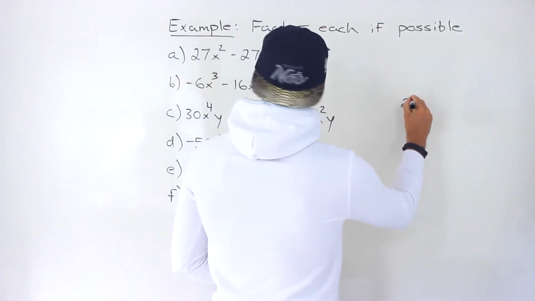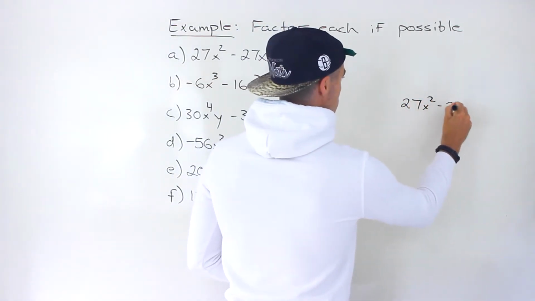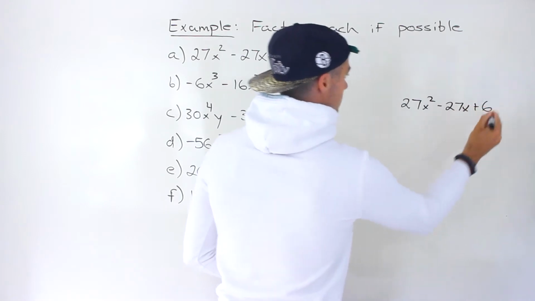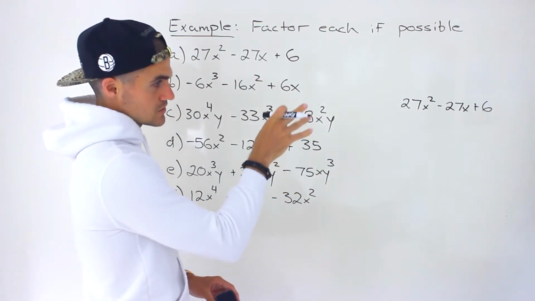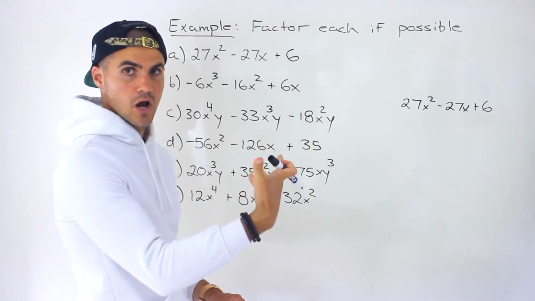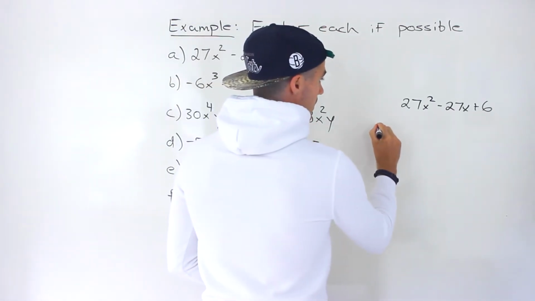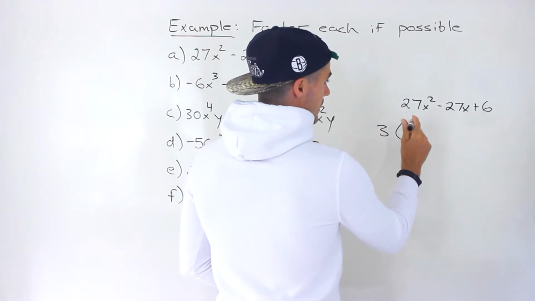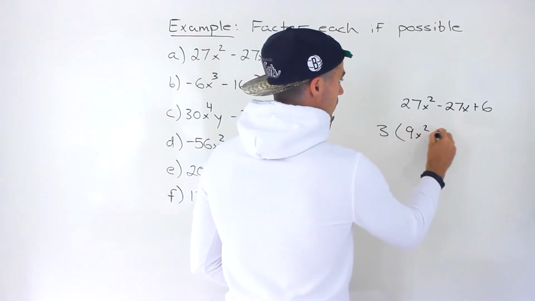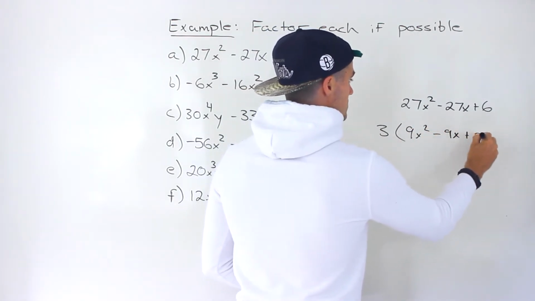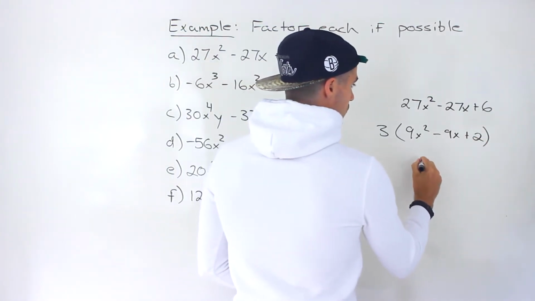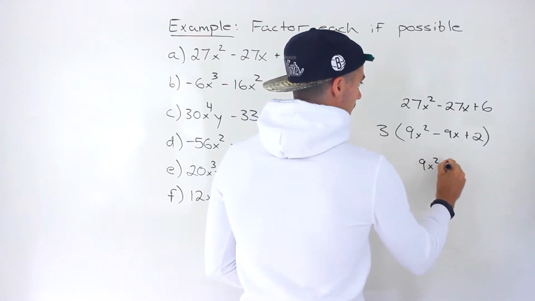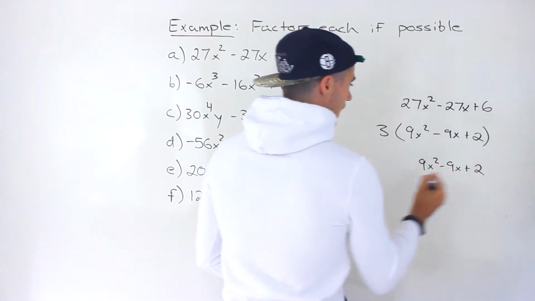We have 27x squared minus 27x plus 6. So notice in this case, between the 27 and the 6, what's a common factor? 3. We could take out 3 from everything, and notice we'd be left with 9x squared minus 9x plus 2, like that. And then let's see if we can further factor that bracket that is remaining.